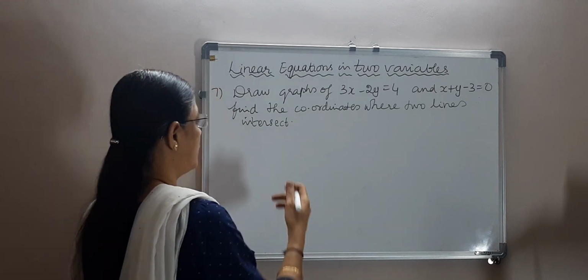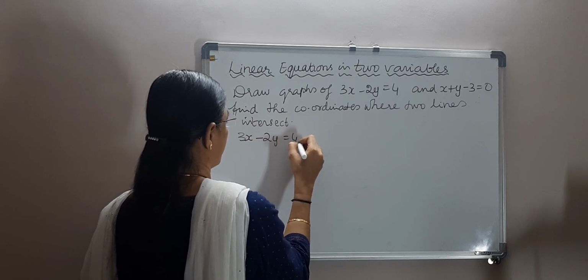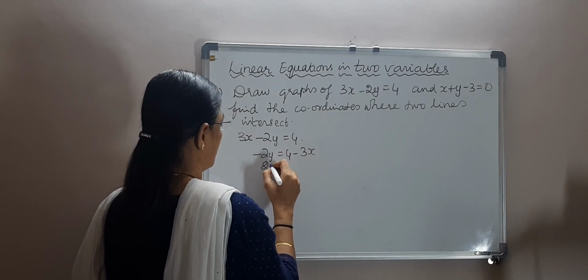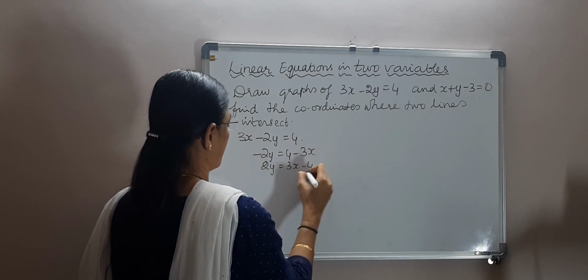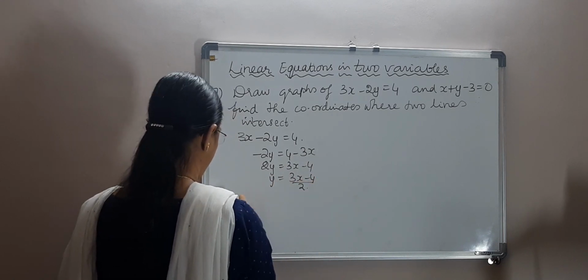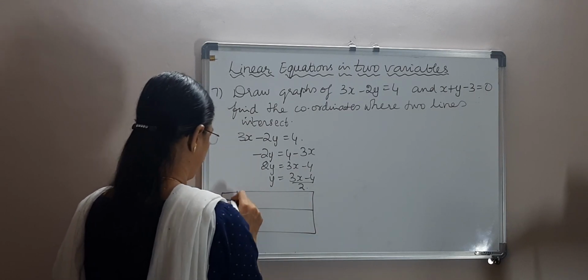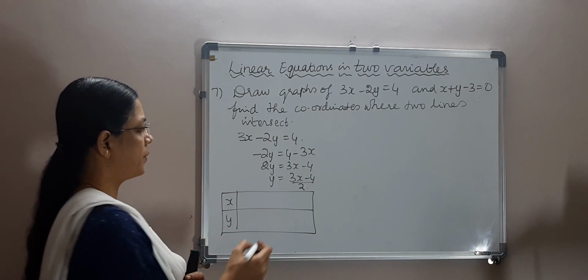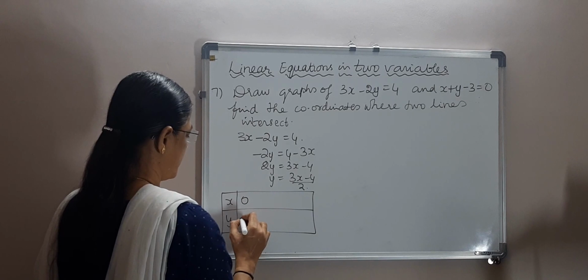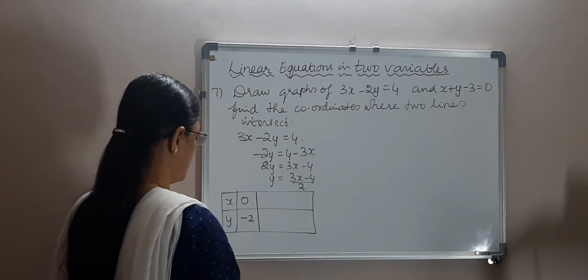As before, we need to put the equations in the form of y for the two equations. 3x minus 2y is equal to 4, or 2y is equal to 3x minus 4, and y is equal to (3x minus 4) divided by 2. So we draw a tabular column for x and y for this particular line. When I substitute x is equal to 0 here, this becomes 0 minus 4 by 2, which is minus 2. Okay, for 0 it becomes minus 2.